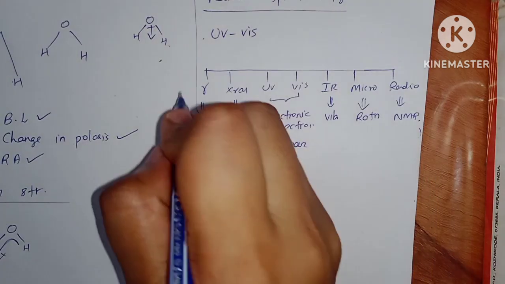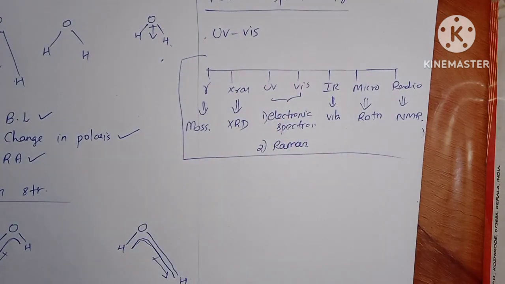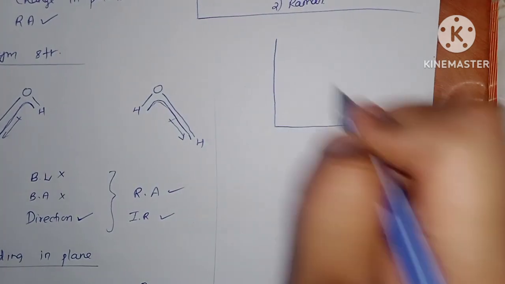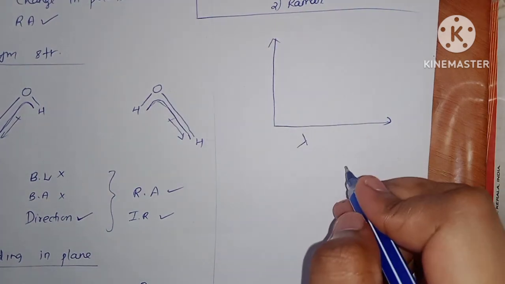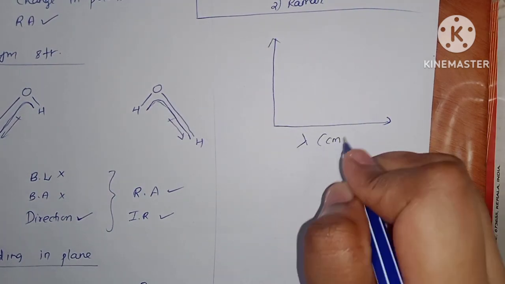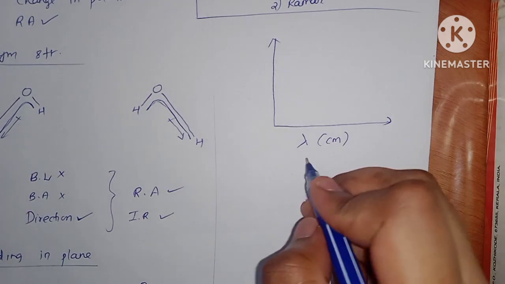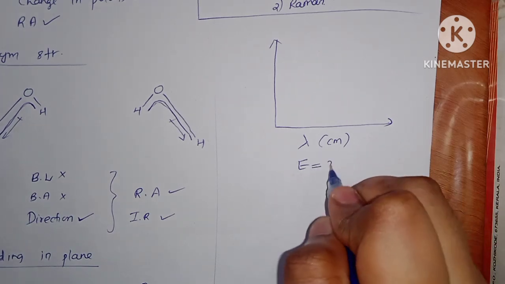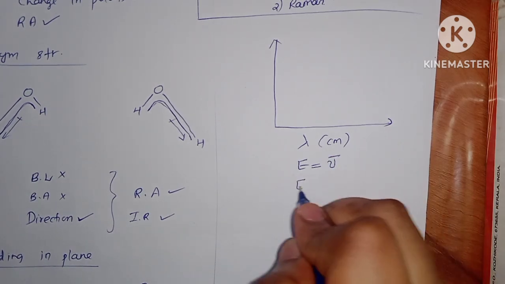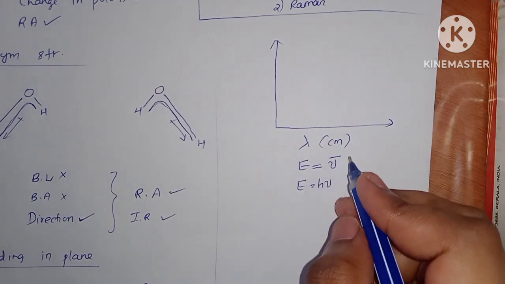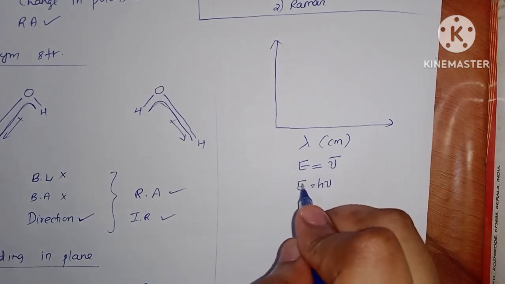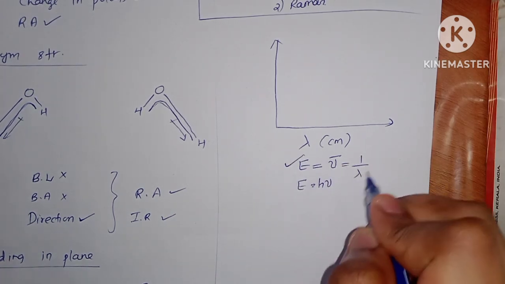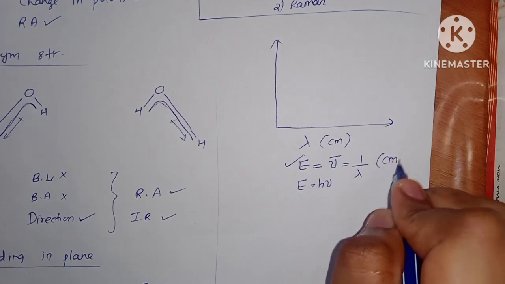So this is one of the basic ideas of spectroscopy. Another important part: in every spectrum we plot either the wavelength lambda, which has a unit of centimeter, nanometer, etc., or we can plot energy on the x-axis, which is equal to nu bar. Actually we know energy is equal to h nu, but when considering spectroscopy we take energy as nu bar, which is the reciprocal of wavelength, so the unit is centimeter inverse.